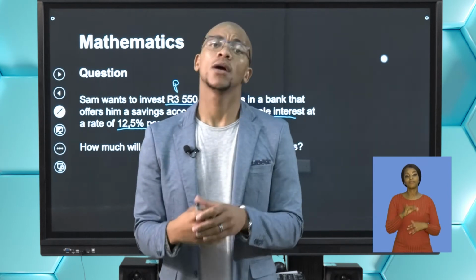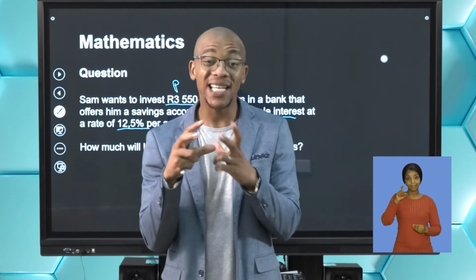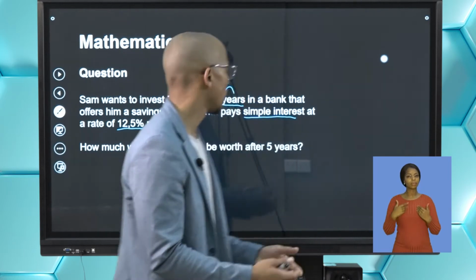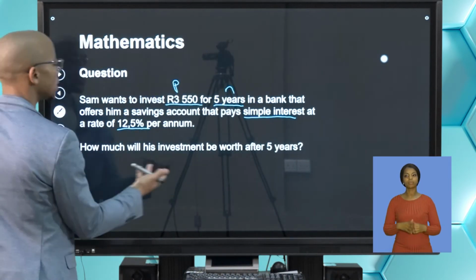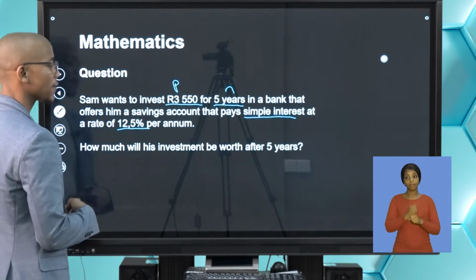They want to invest it for how long? For 5 years. What is happening here? The financial institution says, we give you a savings account, and the savings account will give you a certain amount of interest that is simple interest. So that's very important. Then we will need to know how much Sam will have after 5 years of saving his money there. How much will his investment be worth after 5 years?